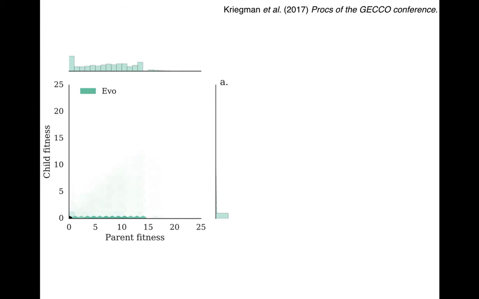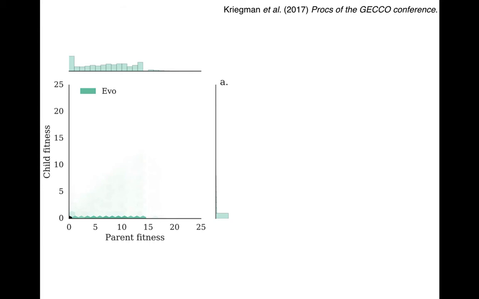You'll notice in the lower left of this panel that most of the parent fitnesses are between 0 and 15, and almost all of the children produced from those parents had a fitness of 0. So most of the mutations that occurred in the Evo case were catastrophic and deleterious. So there's definitely no hopeful monsters, or very, very few of them, in the Evo case.